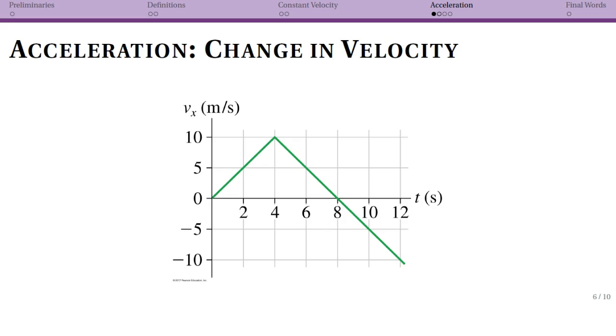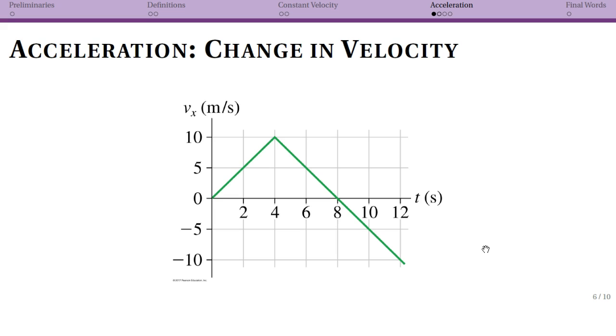Now we have a different situation. I'm showing you a plot of velocity, and notice that your velocity is not a horizontal line. Your velocity itself is changing. Now, I'm not going to talk about how we get position from this. There's a separate video that talks about position from velocity. But right now, I just want to talk a little bit about acceleration.